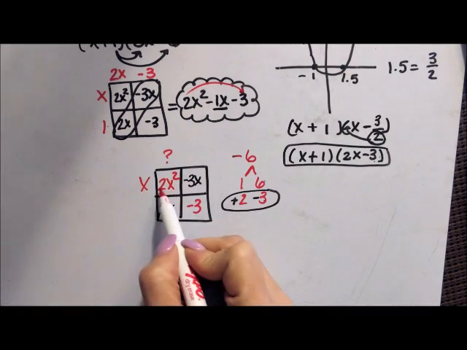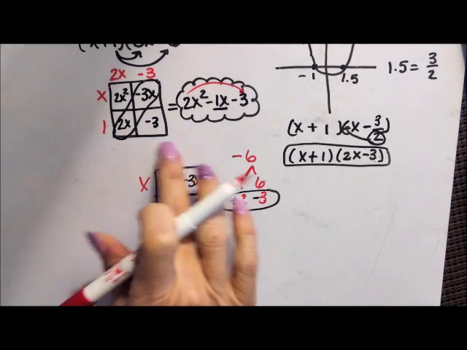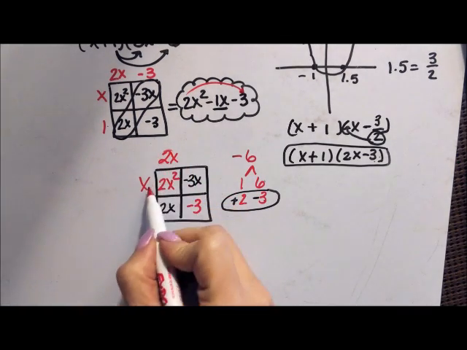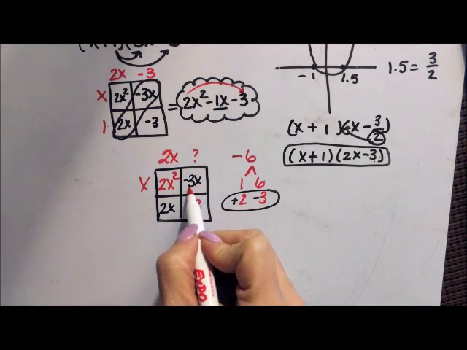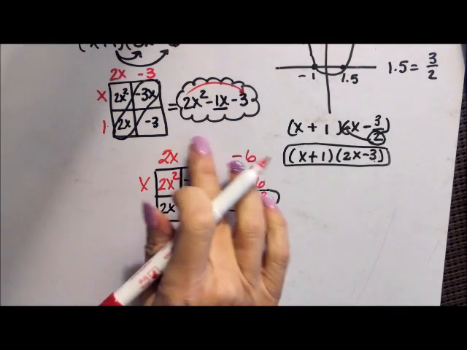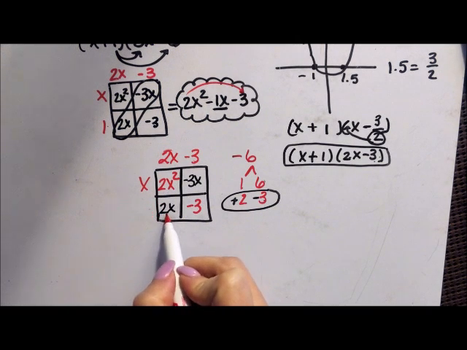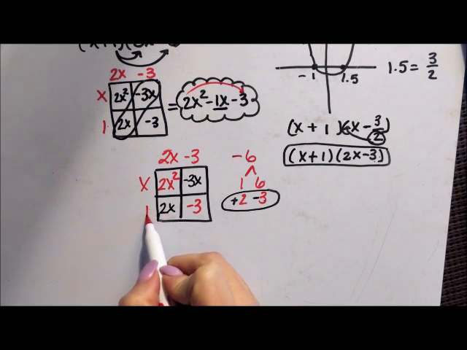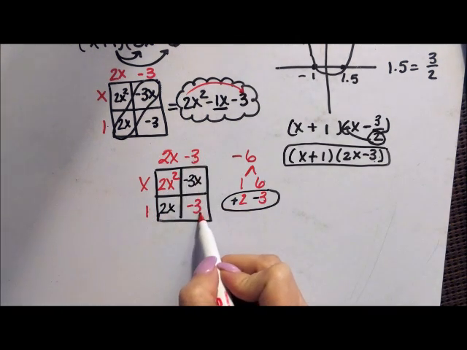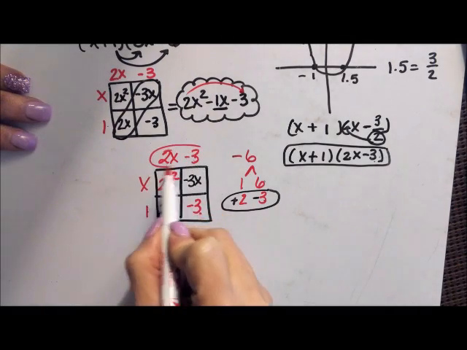X times what would give me 2x squared? Okay, I need a 2x. X times what would give me -3x? Well, I need a -3. 2x times what would give me 2x? 1. And 1 times -3 gives me -3. So here are my factors.